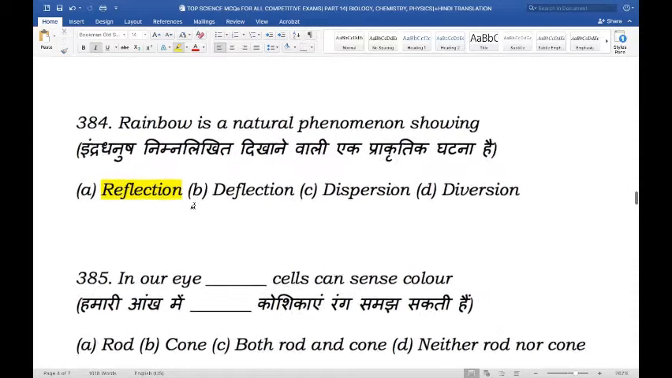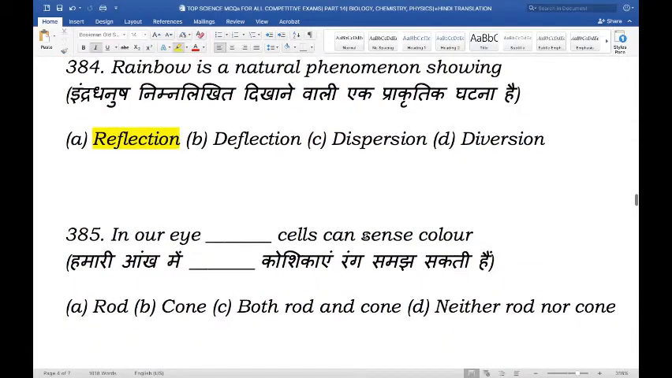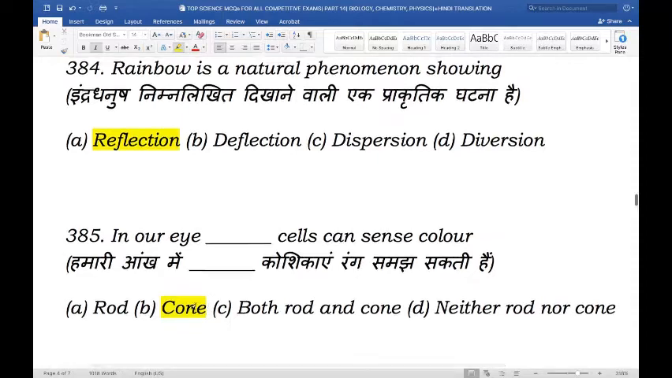Next question. In our eye, blank cells can sense color. So which cells in our eyes can sense color? Is it the rod cells, the cone cells, both rod cells and cone cells, or neither of these options? And the right answer here is cone cells. Cone cells, or cones, are photoreceptor cells in the retina of the vertebrate eye. They respond differently to light of different wavelengths and are thus responsible for color vision.